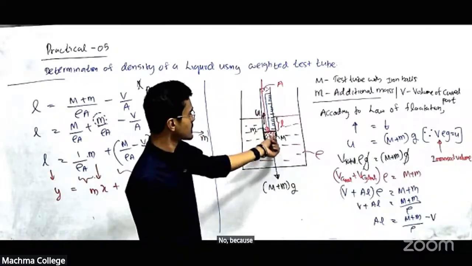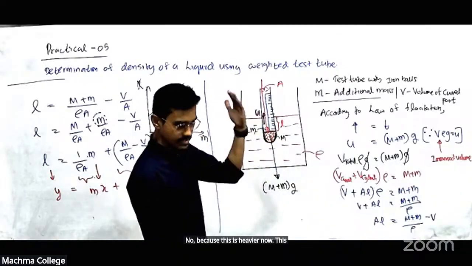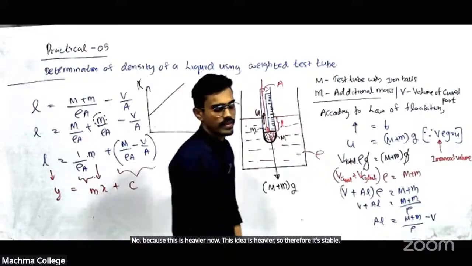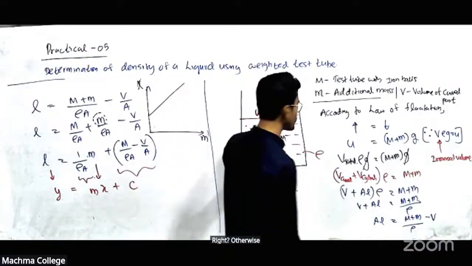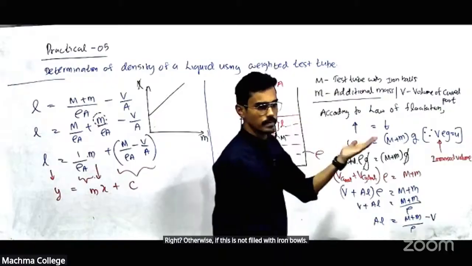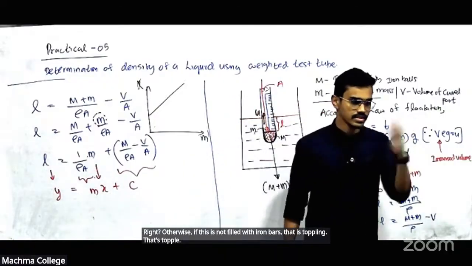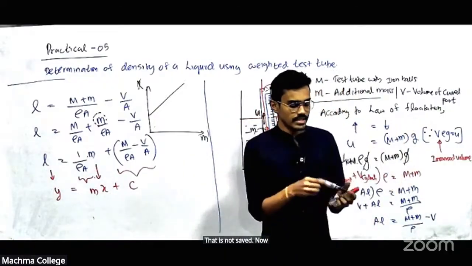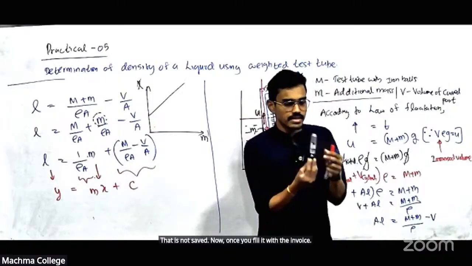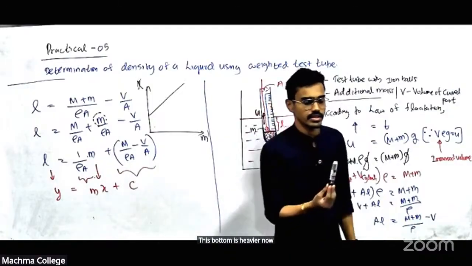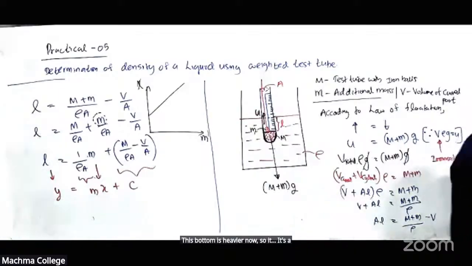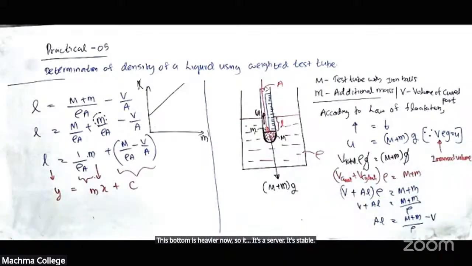No, because this is heavier now. This side is heavier, so therefore it's stable. Otherwise, if this is not filled with iron balls, that is toppling. That's toppled. That is not stable. Now, once we filled it with iron balls, this bottom is heavier now. So it's stable. That is why iron balls or lead shots are used.